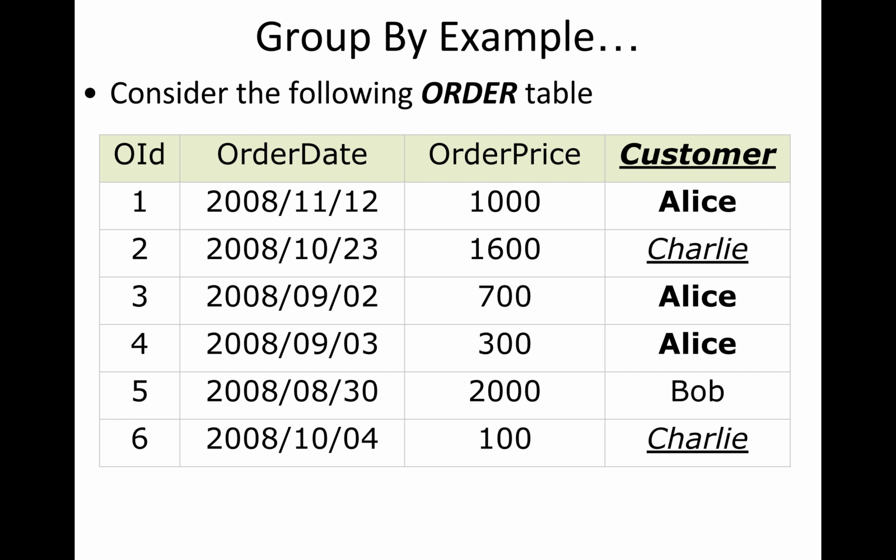We can ask generalities. We can say, well, what was the average order price for Alice? So it'll calculate the average order price or the max price or the minimum or whatever we ask, or the sum, the total. We can ask the total, right? But we can't compare anything individual about those values.